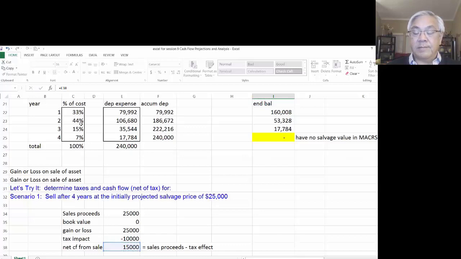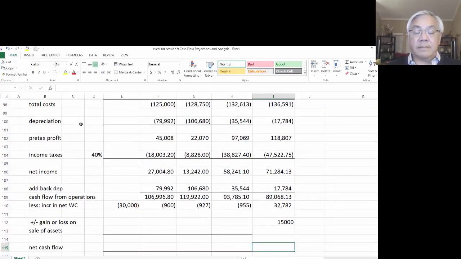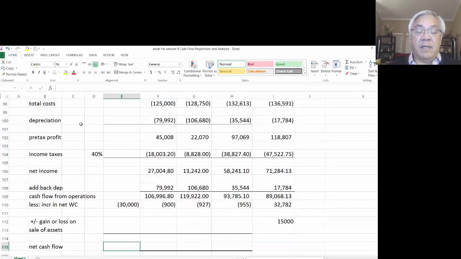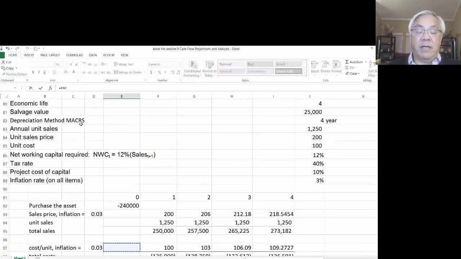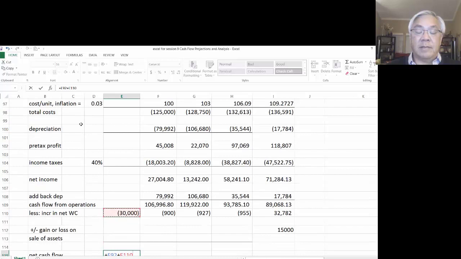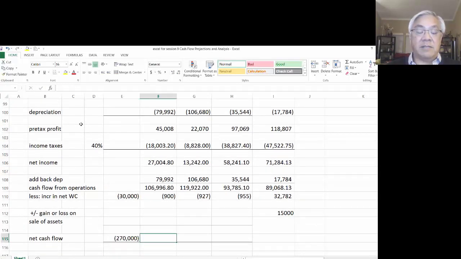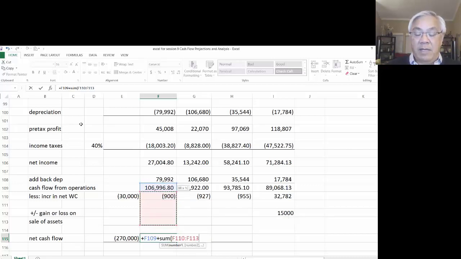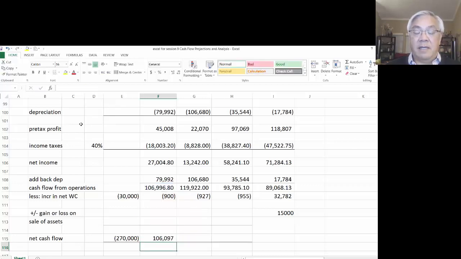So the net cash flow is equal to, in year one, we had the purchase of the asset and we had to build some working capital. And then in the subsequent years, we simply had the cash flow from operations plus the sum of the change in working capital and gain or loss in year four. So these are the net cash flows for the project.